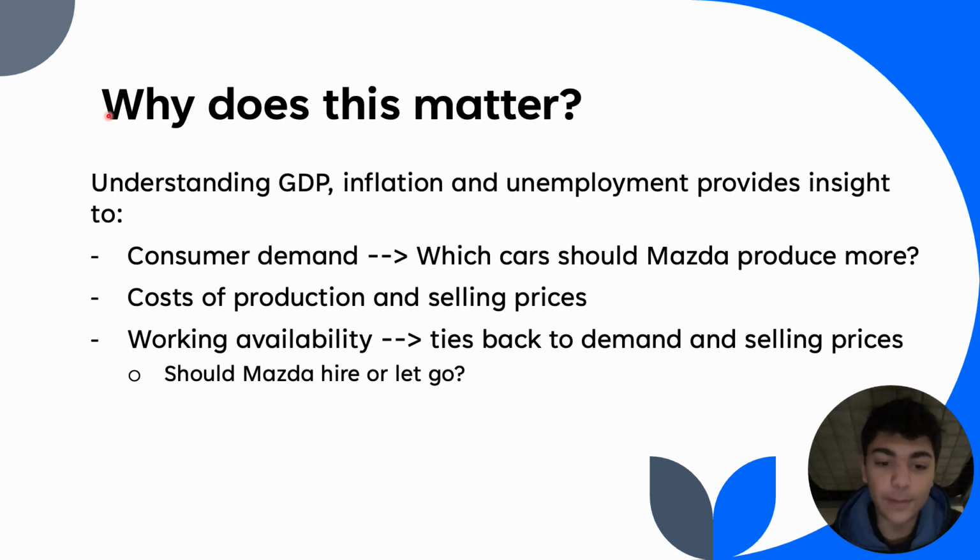Now, why does this matter? So understanding GDP, inflation, and unemployment can provide us insight into consumer demand, cost of production and selling prices, and also working availability. So for consumer demand, which cars should Mazda produce more of? So if demand is going down, that means that GDP is going down. So Mazda should be producing cheaper cars to account for a consumer that's paying less due to deflation.